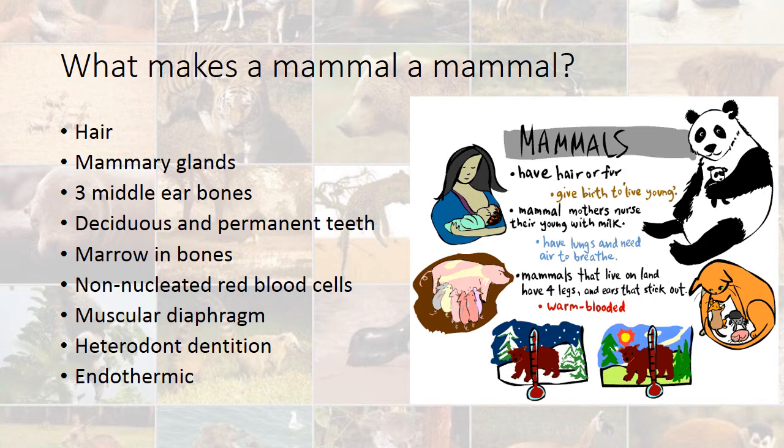Mammals have non-nucleated red blood cells, so the red blood cell doesn't have organelles, doesn't have a nucleus like the other cells in our body, and that's unique among the vertebrates. Other vertebrates' red blood cells do have nuclei, ours don't. We have that muscular diaphragm to draw air into our lungs. The heterodentition is where we have incisors, canines, premolars, molars, so different types of teeth for different functions. And we're endothermic, meaning body heat is generated from within in mammals.